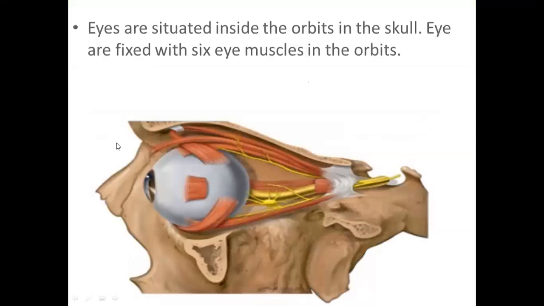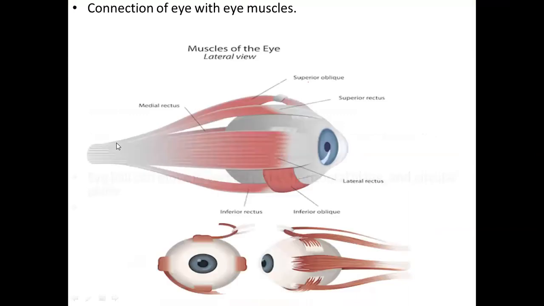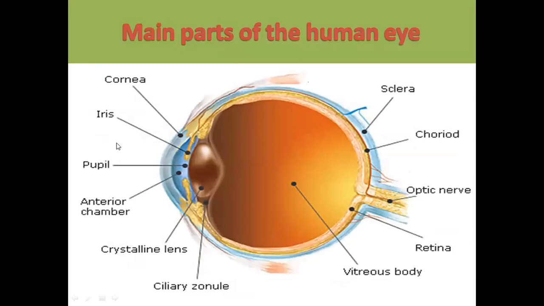This one shows how the eye is located inside the human skull. On it, we want to identify the parts of the eye. Later we will see that. The main parts of the human eye.